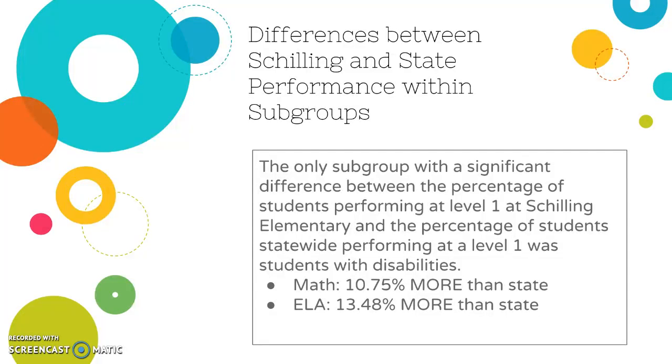So when I look at the differences between that information from Schilling and the state performance within these subgroups, I found that the only subgroup that had a significant difference between the percentage of students performing at level 1 at Schilling Elementary and the percentage performing at level 1 statewide was our students with disabilities. We had 10.75% more students in level 1 than the state average in math, and ELA had 13.48% more than the state in level 1.